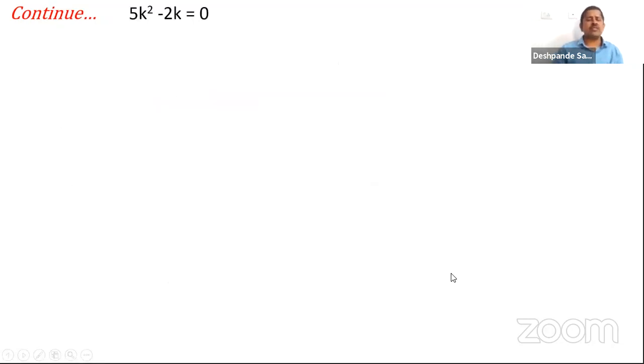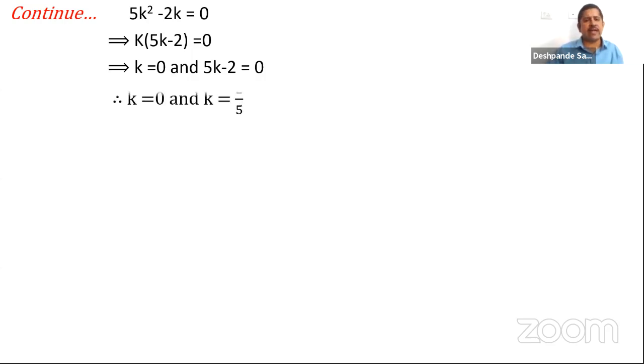So 5k square minus 2k is equal to 0 is a simple quadratic equation. You can take k common, write as k into (5k minus 2) is equal to 0. So you can have two values of k. One is k is equal to 0. Second is 5k minus 2 is equal to 0. So k value is 0 and k value is 2 by 5. But you cannot get two middle points. You have to have only one middle point here. But you got two k values. So you have to be very careful about it. You have to see which one has to be accepted, which one has to be rejected.